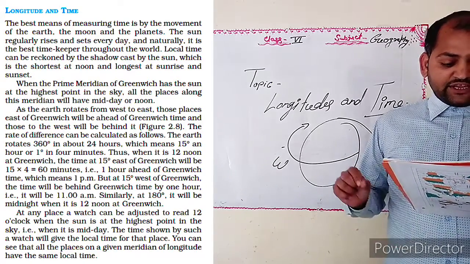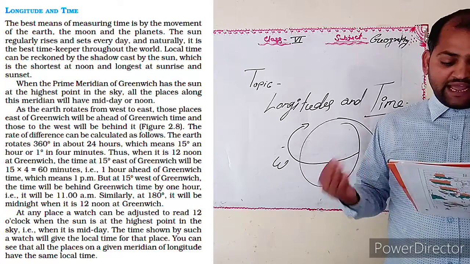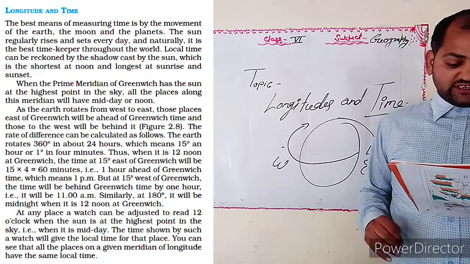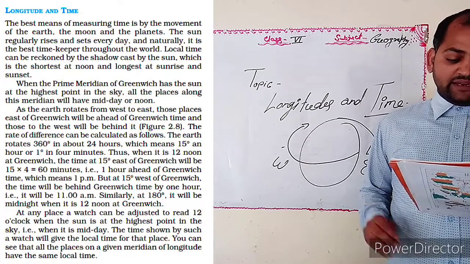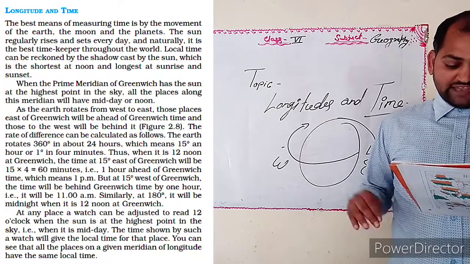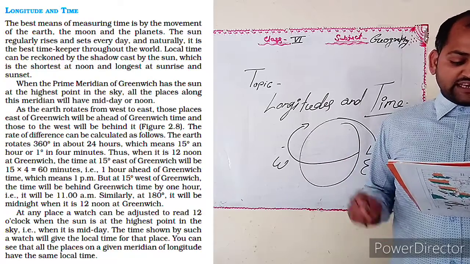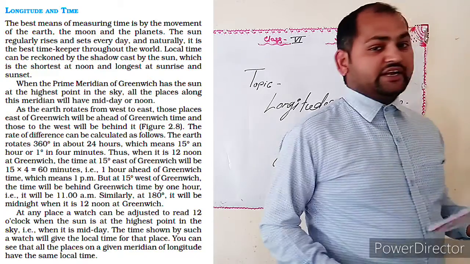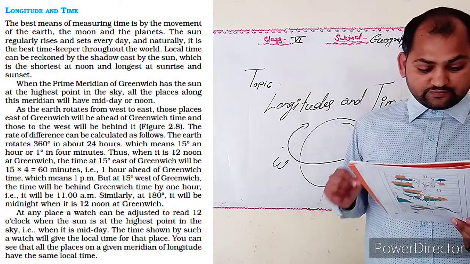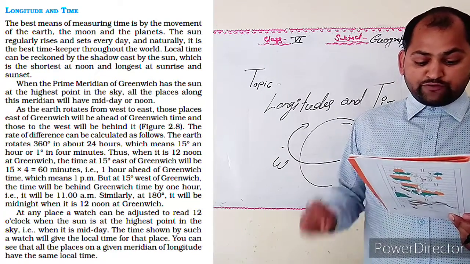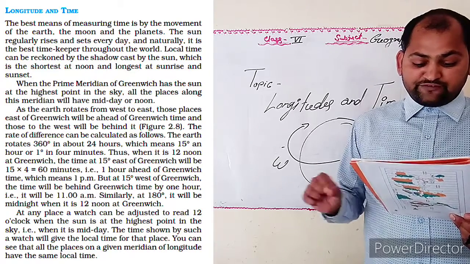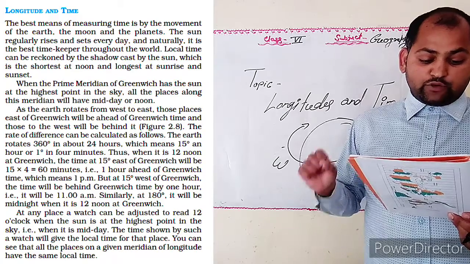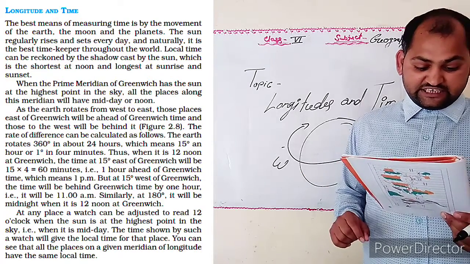Those places east of Greenwich will be ahead of Greenwich time, and those to the west will be behind it. The rate of difference can be calculated as follows. The Earth rotates 360 degrees in 24 hours, which means 15 degrees in 1 hour. So 1 hour equals 15 degrees, and 24 hours equals 360 degrees.